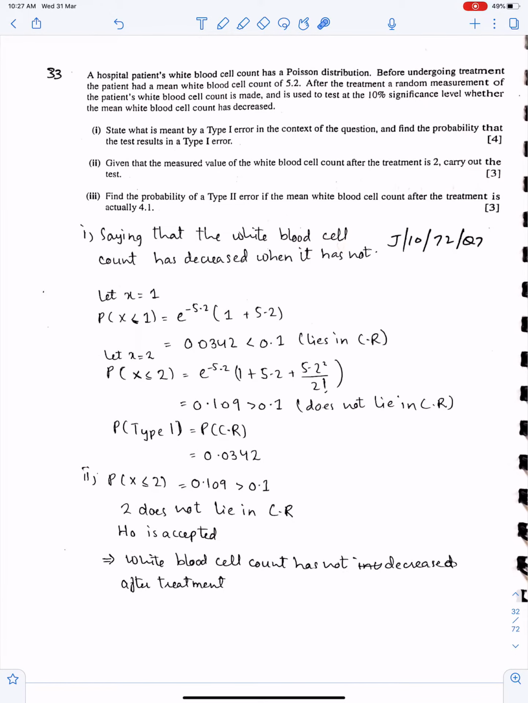Next question. A hospital patient's white blood cell count has a Poisson distribution. Before undergoing treatment, the patient had a mean white blood cell count of 5.2. After the treatment, a random measurement of the patient's white blood cell count is made and is used to test at the 10% significance level whether the mean white blood cell count has decreased. State what is meant by a type 1 error in the context of the question and find the probability that the test results in a type 1 error.